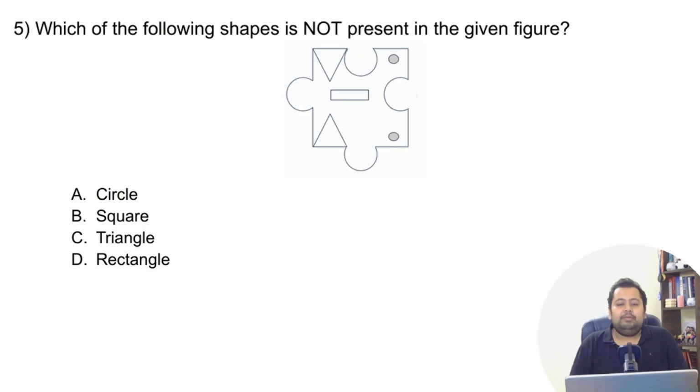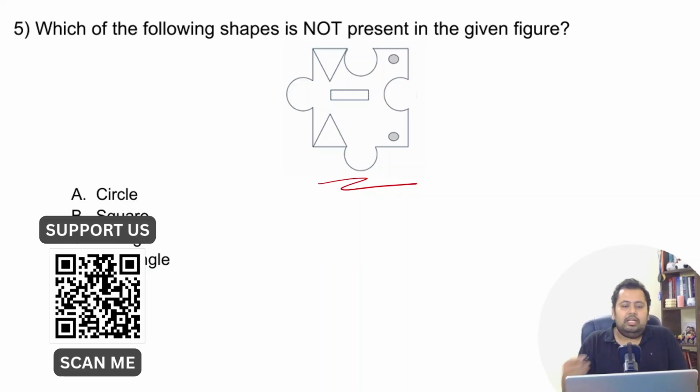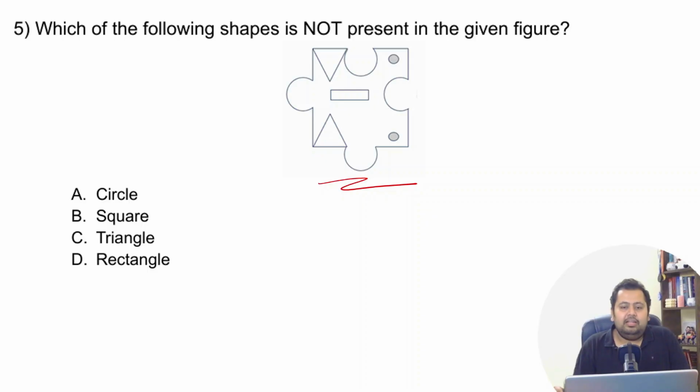Which of the following shapes is not present in the given figure? So you see a figure over here. You have to find out which of the shapes is not present over here. Great. I hope you have got it correct. So what you can see over here is a circle is present. Correct. So, this is a circle. So that is present. So this cannot be the answer.